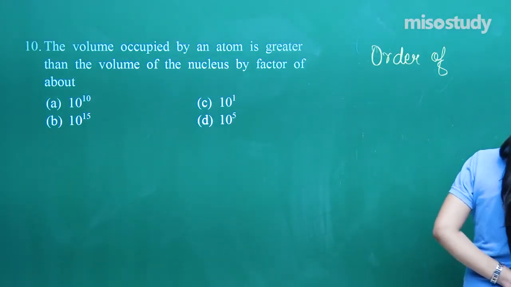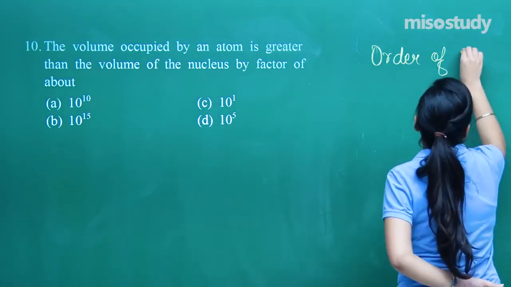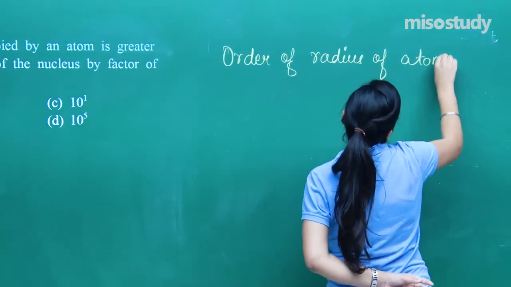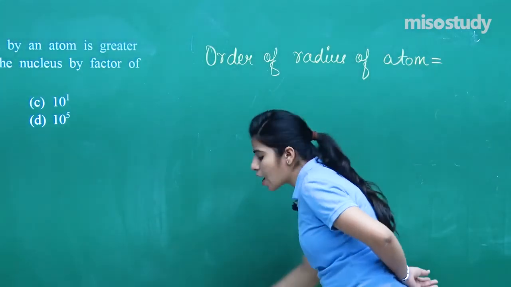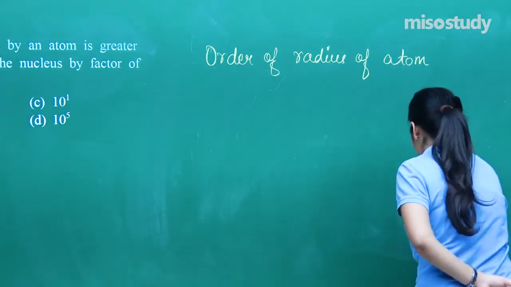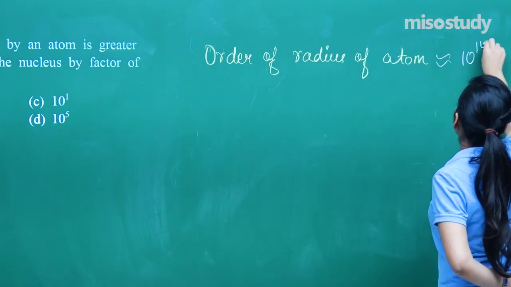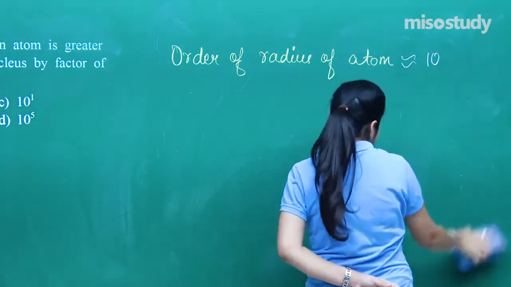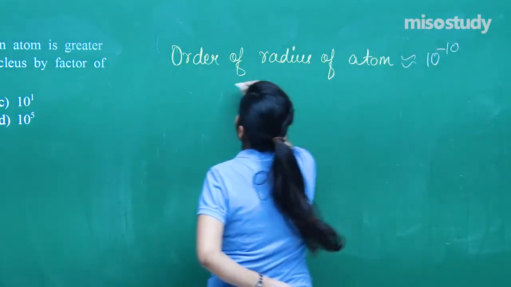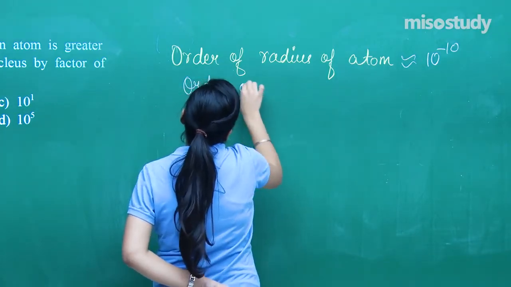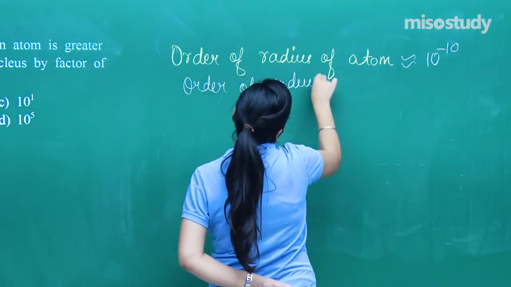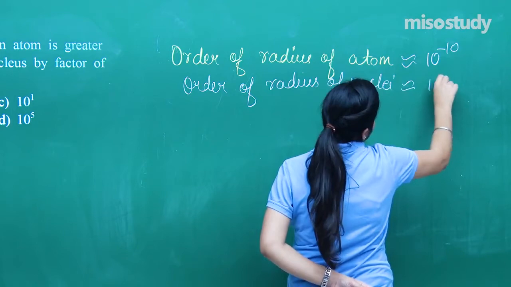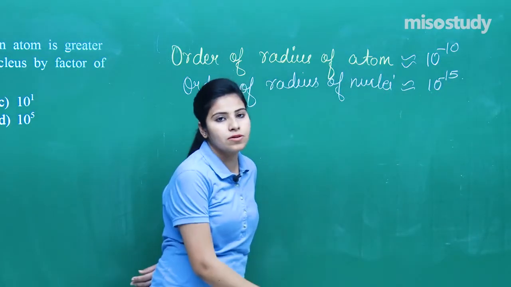We have to find out the volume. The order of radius of atom is approximately, you can use the approximate sign over here, 10 raised to the power minus 10, and the order of radius of nuclei is approximately 10 raised to the power minus 15 meter.